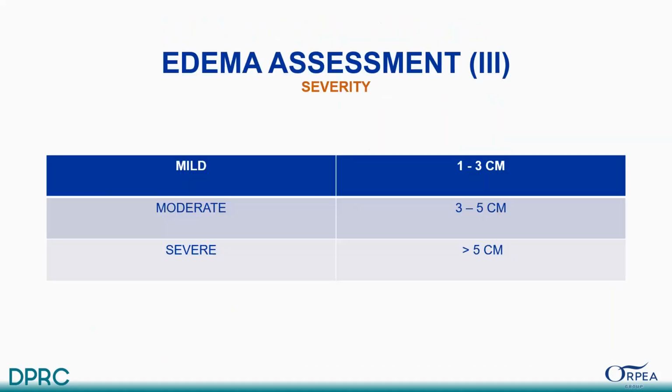Another way to assess the edema is by the severity. We have 3 levels: mild, moderate, and severe. Mild means the limb is 1 to 3 centimeters bigger than the unaffected limb. Moderate, 3 to 5 centimeters bigger than the unaffected limb, and severe, more than 5 centimeters bigger than the unaffected limb.